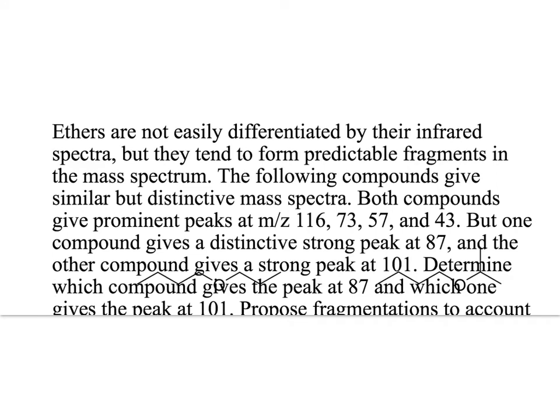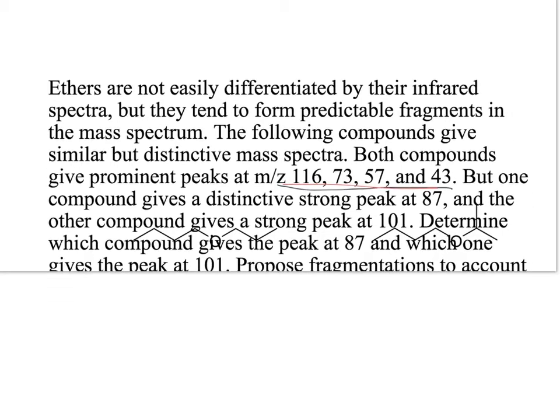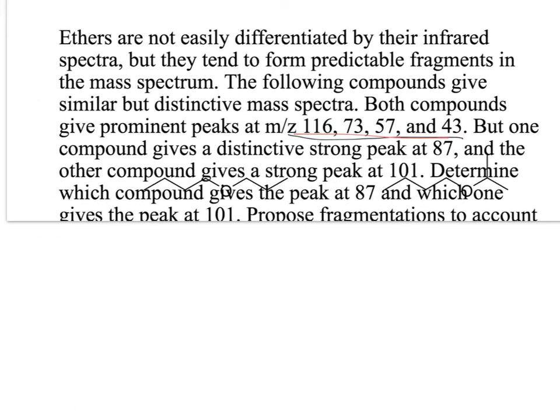Okay, so ethers are not easily differentiated by their IR spectra, but they do form predictable fragments in the mass spec. So here we have two compounds that give prominent peaks at 116, 73, 57, and 43. But one compound gives a distinctive strong peak at 87, and the other gives a strong peak at 101.